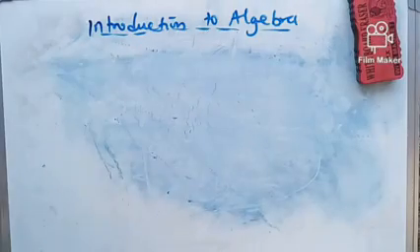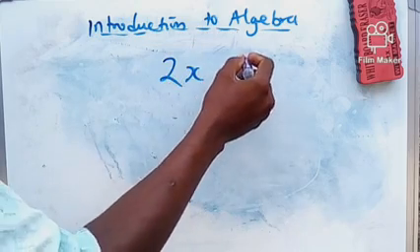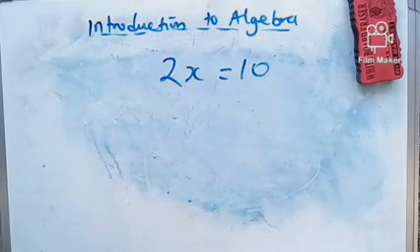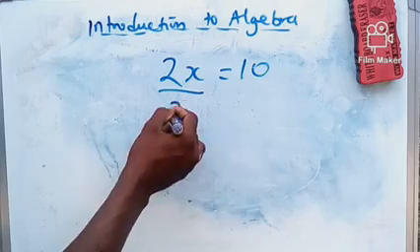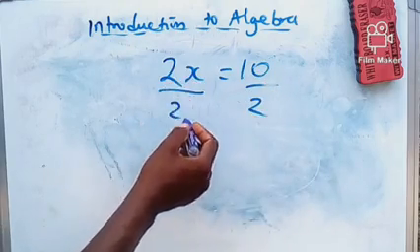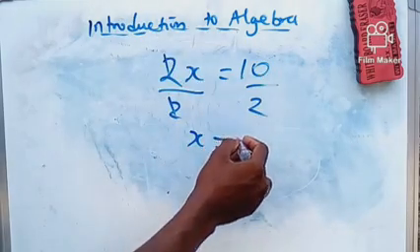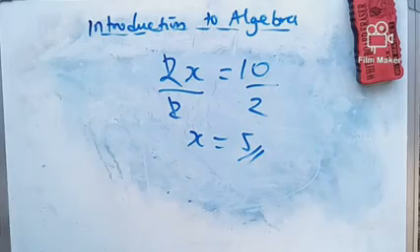So let's take another example. If you have 2x equal to 10, find x. Feel free to pause the video and tell me what the value of x is. So to find x, what do you do? You divide by 2 on both sides, because the two of them are bounded by multiplication, so you divide. With this into this, you have what? x. So 10 divided by 2 is what? 5. And that is the answer.